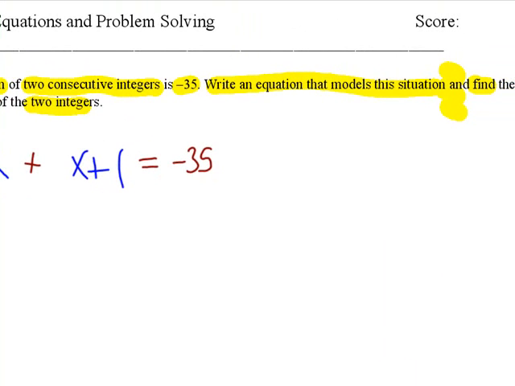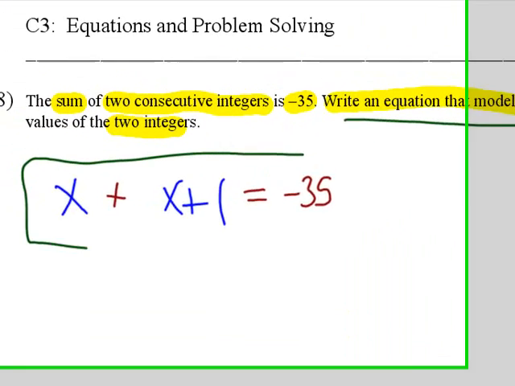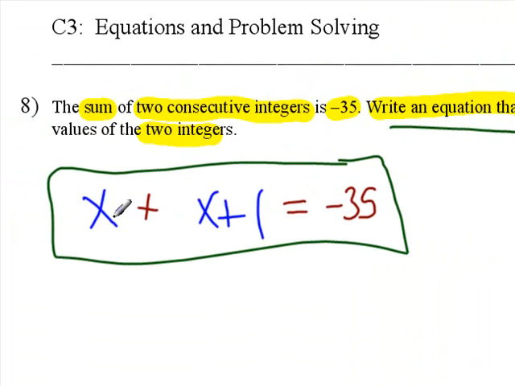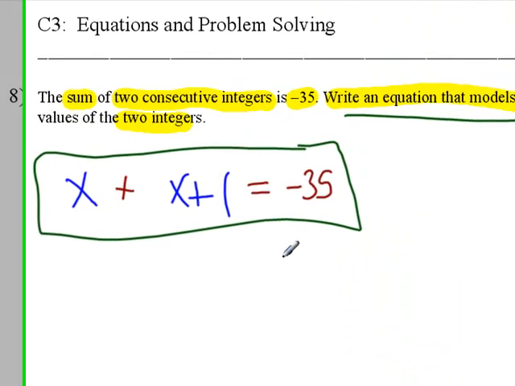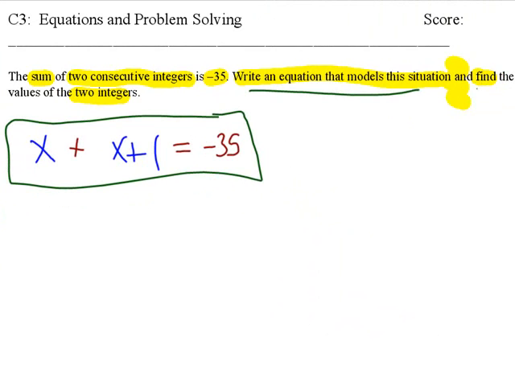So there, I've done that first part. I've got an equation that models the situation. x and x plus 1, my 2 consecutive integers added together, that's a sum, is equal to negative 35. Now I just need to do the second part, which is find the 2 integers. So let's just solve this.